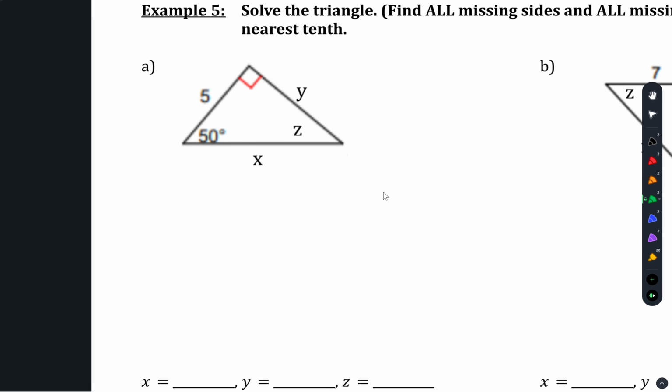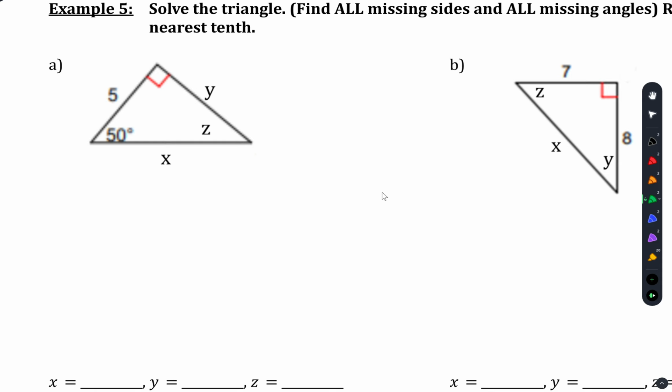So let's take a look at letter A. I want to do the easy stuff first. If I already know I have two angles, or if I already know I have two sides, I can use Pythagorean theorem or subtract from 180.